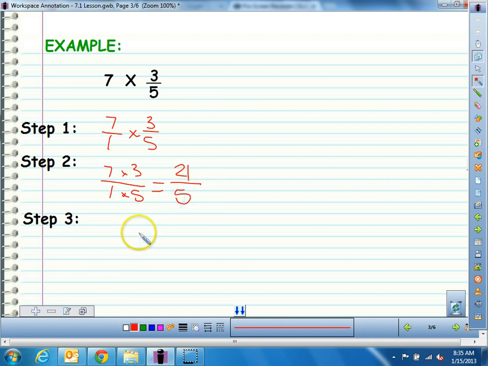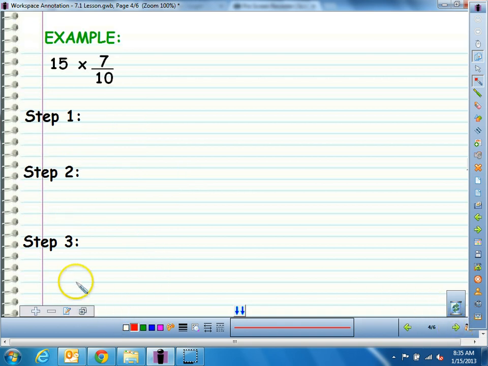And now I need to simplify. 5 can fit into 21 4 times. 4 times 5 is 20. So when I take 20 away, my remainder is 1. And my denominator still stays the same at 5. Good job. Let's keep going. How about this one?